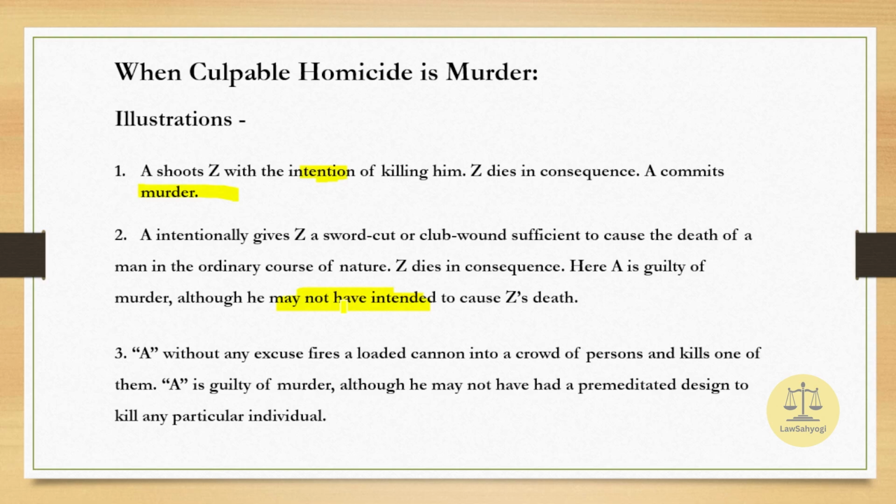And thirdly, the third illustration states that suppose A, without any excuse, fires a loaded cannon onto the open public, and as a result one of them dies. Here A is guilty of murder, although there is no pre-planned design to kill any particular individual, but the extremity of the act is such that if you load a cannon and randomly shoot a crowd, it is destined that someone will get such bodily injury or death itself from that injury.